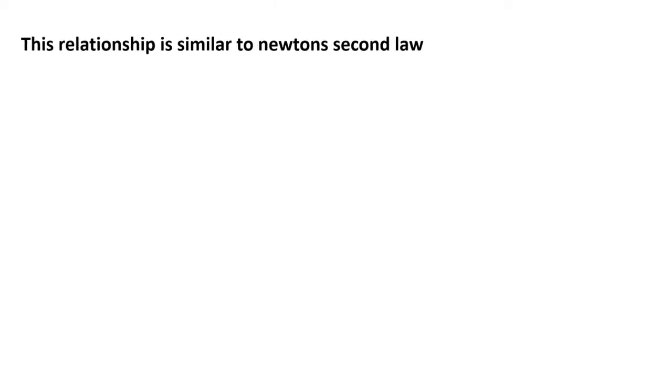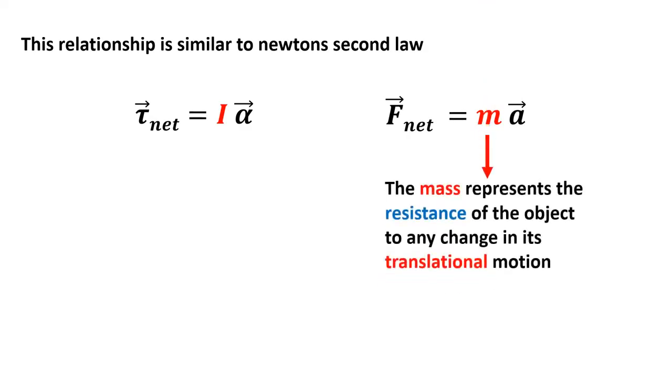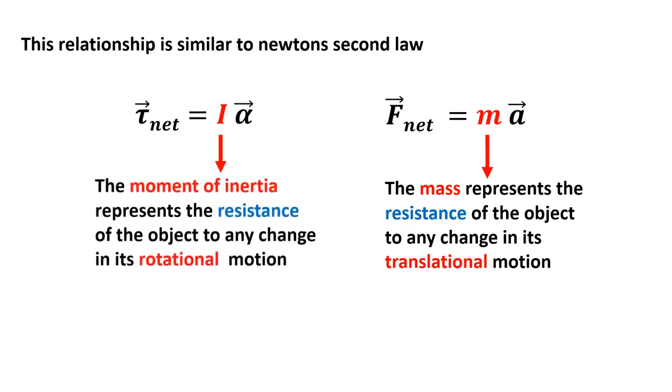This relationship is similar to Newton's second law, where we have tau net equals I times alpha, and Newton's second law says that F net equals m times a. The mass in Newton's second law represents the resistance of the object to any change in its translational motion, and the moment of inertia represents the resistance of the object to any change in its rotational motion.